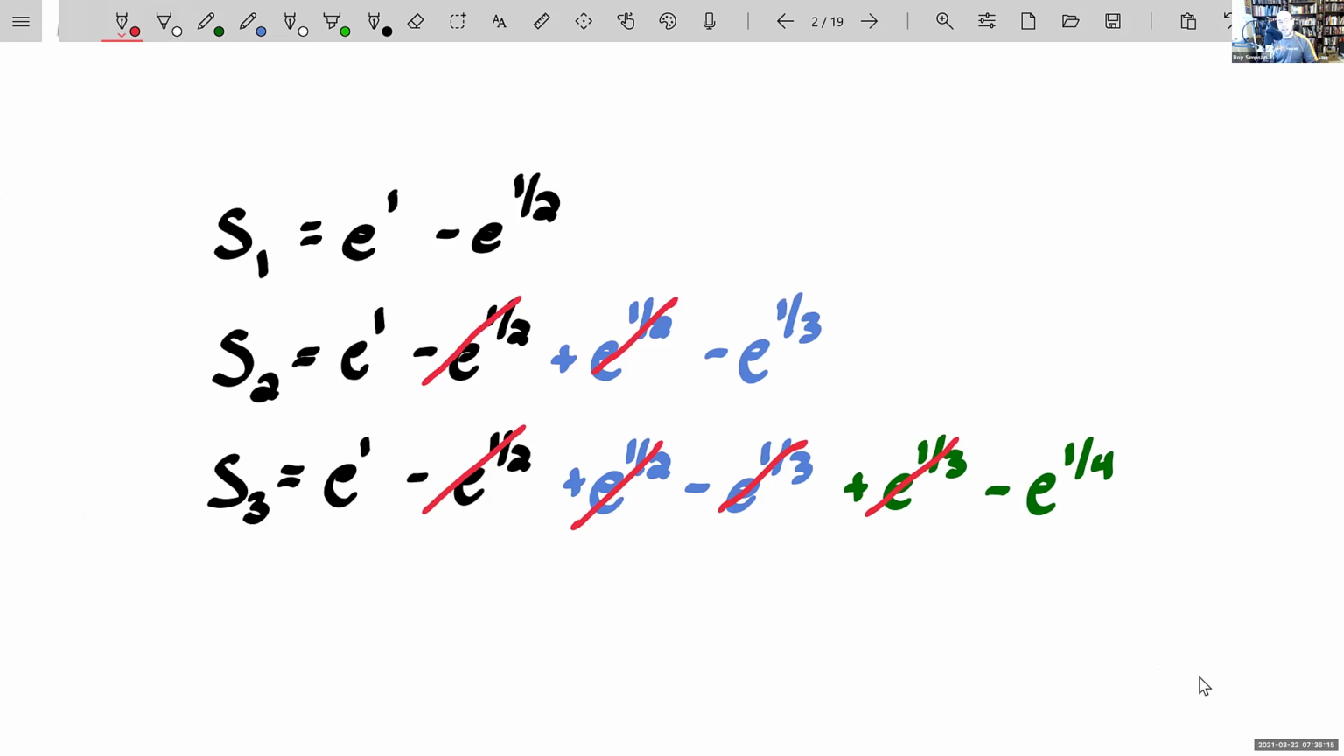So notice in S sub 2 and S sub 3, they have the same exact structure. They have e to the first, and then they have minus e to the 1 over something. The over something is kind of critical here. Let me see if I can maybe use a pen to showcase this.